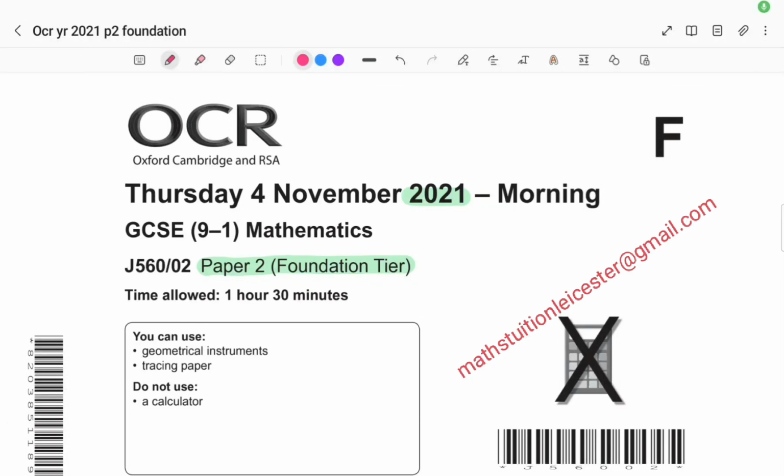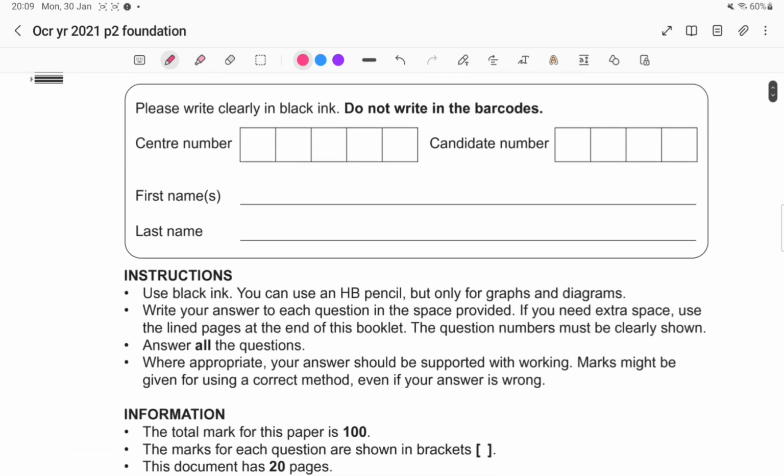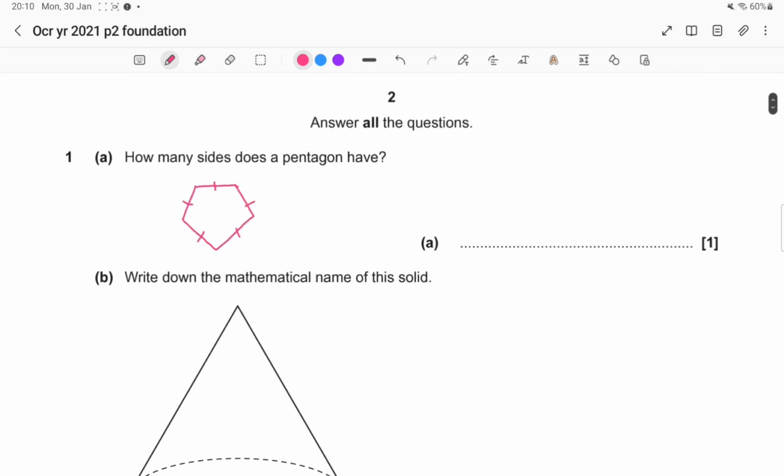Hi guys, today we'll be working out the November 2021 GCSE Foundation Paper 2. This is a non-calculator paper and the total marks is 100. Starting question 1. How many sides does a pentagon have?